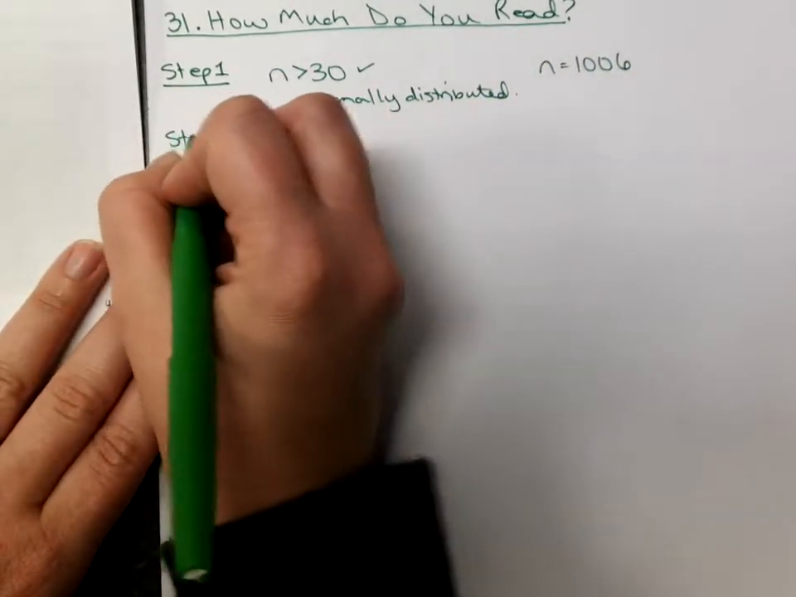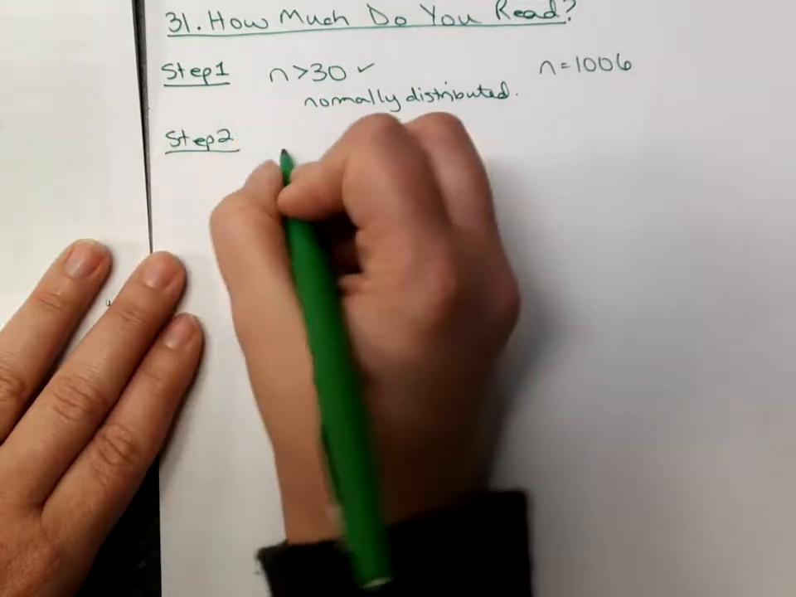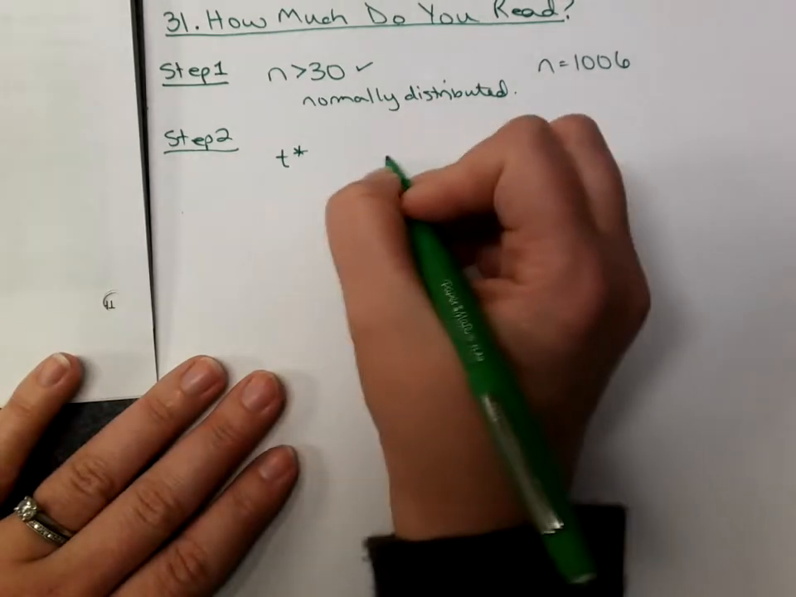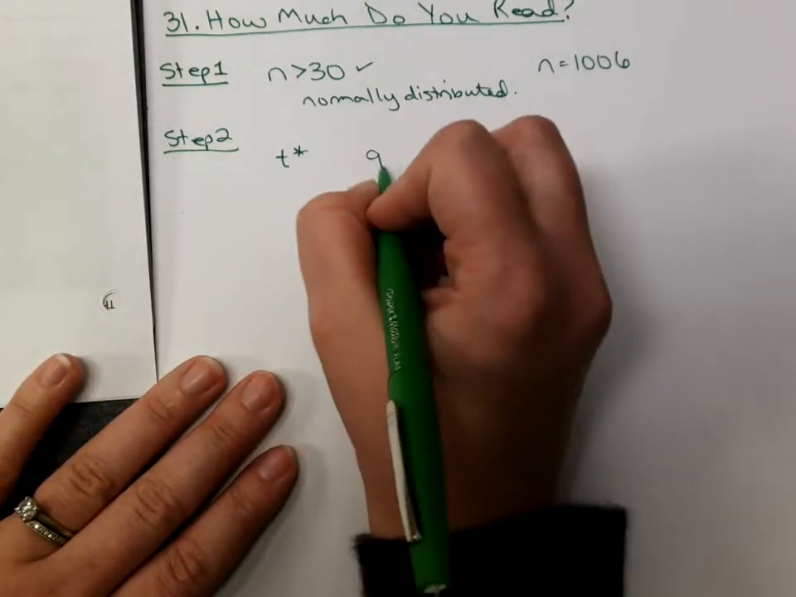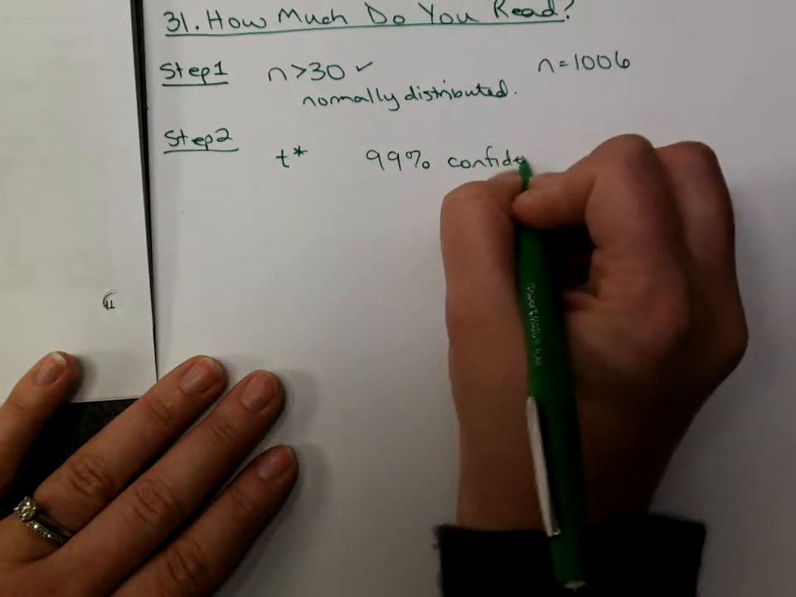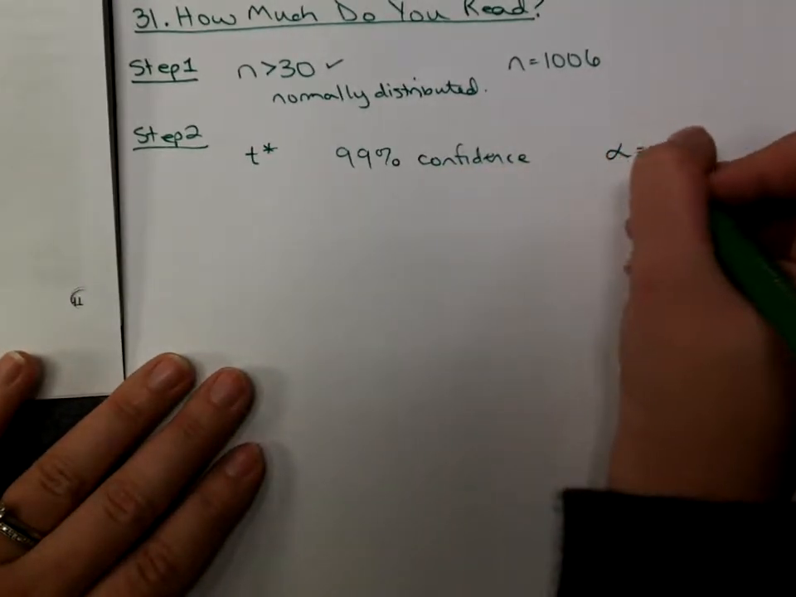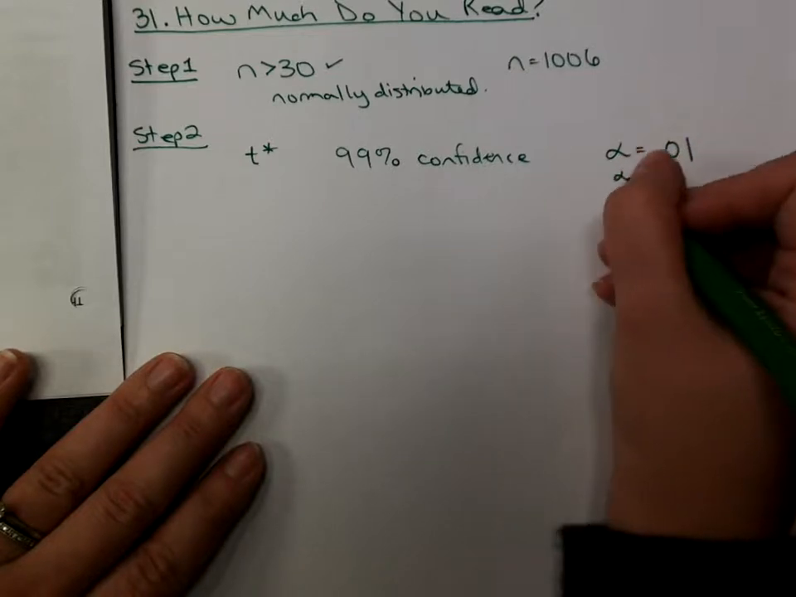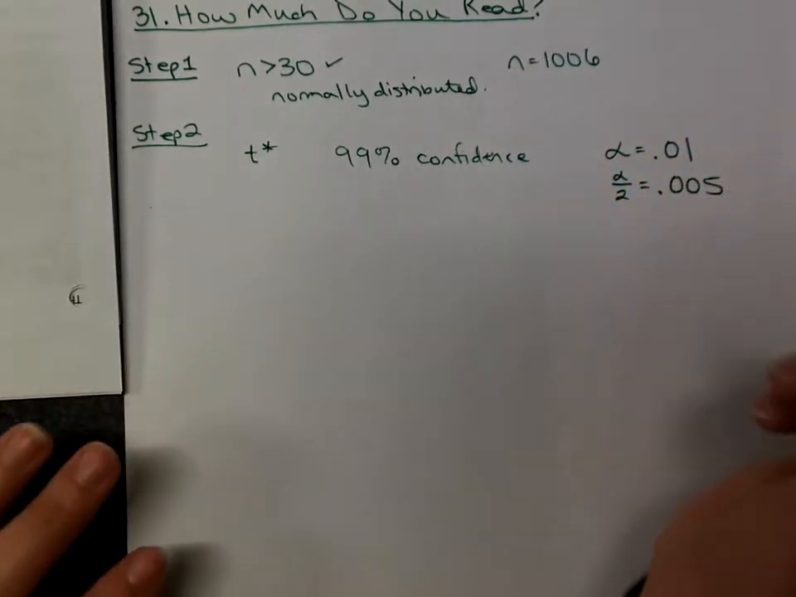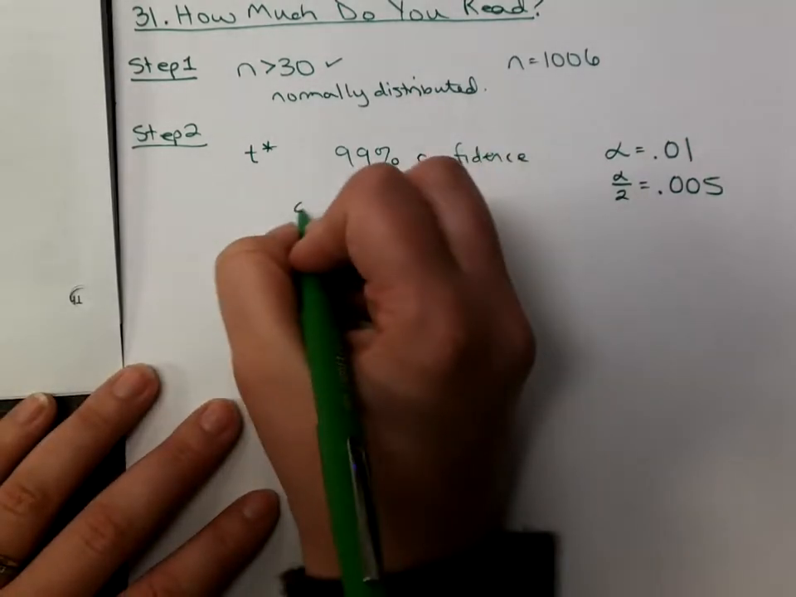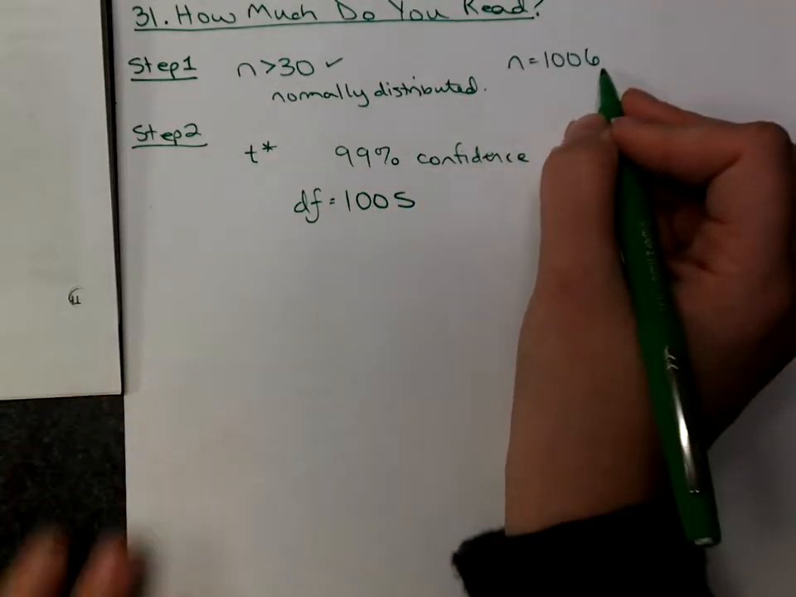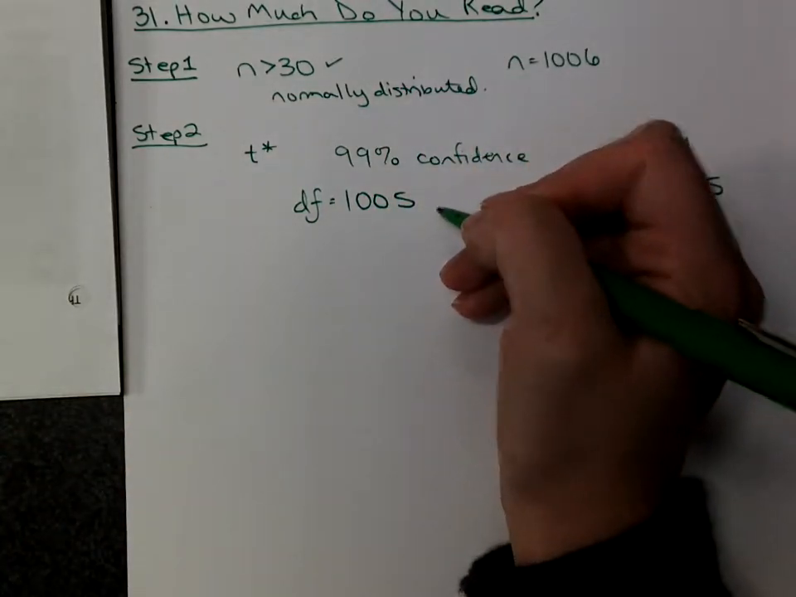Step 2, find the critical value, T star. So we need the confidence level, which is 99% confidence, which leaves an alpha of 0.01, and we always cut that in half, so it's 0.005. And our degrees of freedom is 1,005. So our sample is 1,006, degrees of freedom always one less than that.